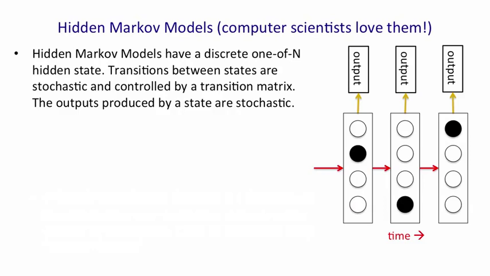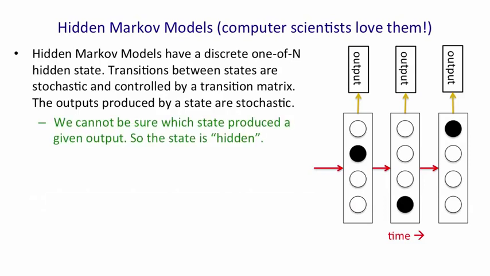The output model is also stochastic. So the state that the system is in doesn't completely determine what output it produces. There's some variation in the output that each state can produce. Because of that, we can't be sure which state produced a given output. In a sense, the states are hidden behind this probabilistic veil, and that's why they're called hidden. Historically, the reason hidden units in a neural network are called hidden is because I liked this term. It sounded mysterious, so I stole it for neural networks.